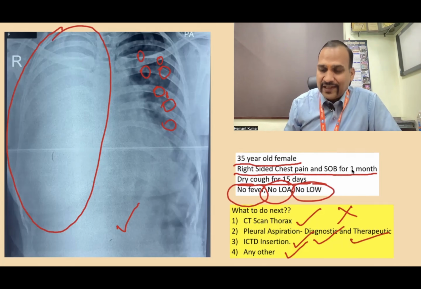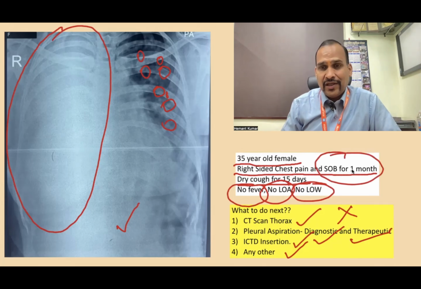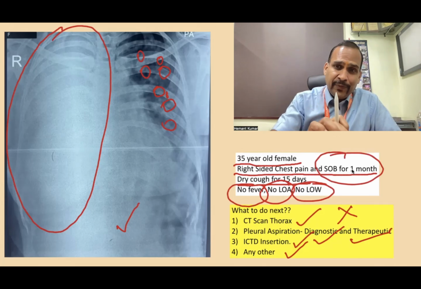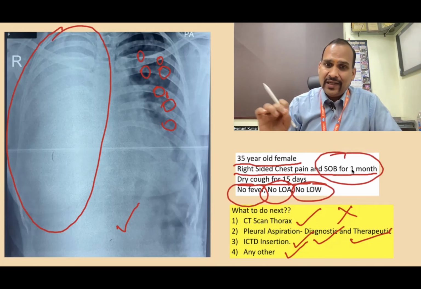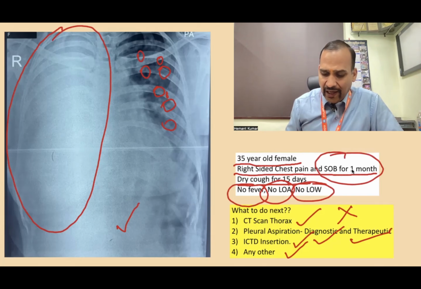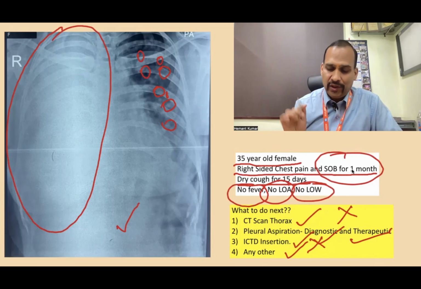Second is pleural aspiration. Yes, because the patient is having breathlessness, the patient is having dyspnea. For diagnostic purpose and for relief of symptoms, we have to do pleural aspiration, therapeutic as well as diagnostic. ICD insertion, no. As of now, we have to do pleural aspiration only.